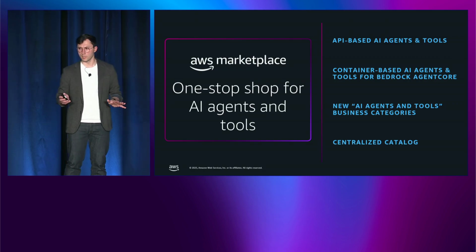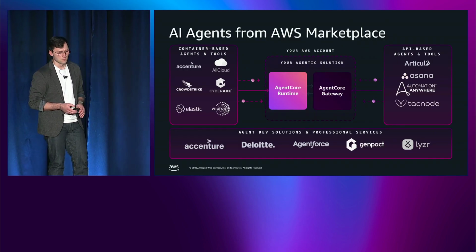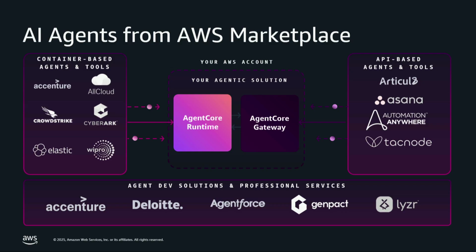They fall into different categories, so let me break this down for you. On the right-hand side of the slide are the API-based agents and tools. Those are remote tools hosted by ISVs. So, for example, the Tavily search tool, you'll see it later in Salman's section of the presentation. From the developer standpoint, they act as external targets.